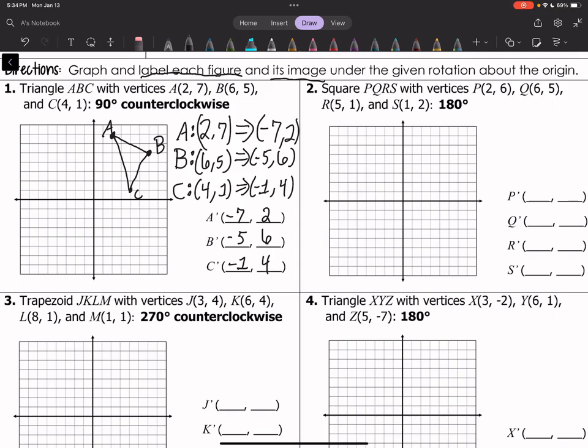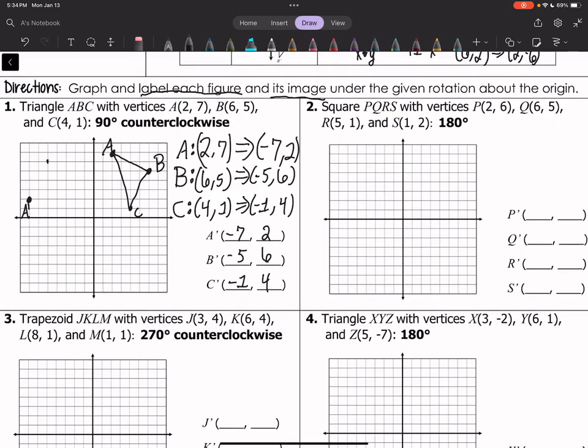Negative 7 and 2, this is A prime. Negative 5 and 6, B prime. And negative 1 and 4. I'm going to move that tick mark just because I didn't like the way it looked. And C prime. And there's my triangle ABC for my image.